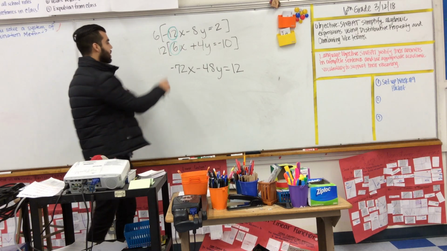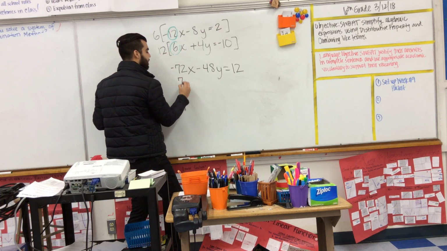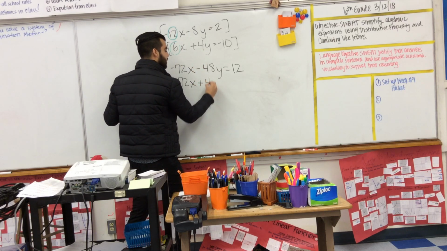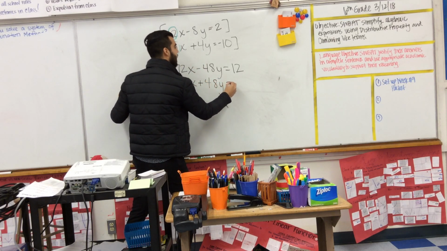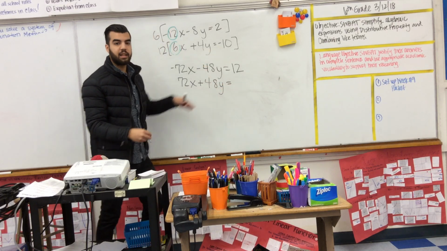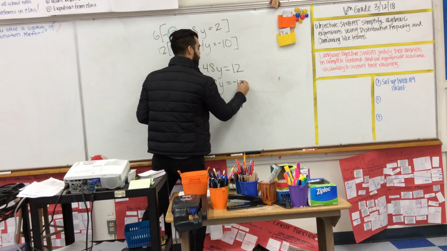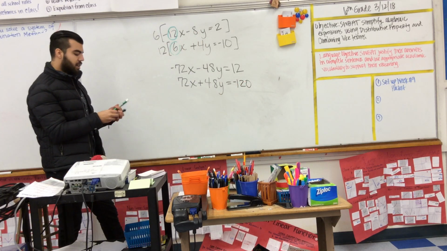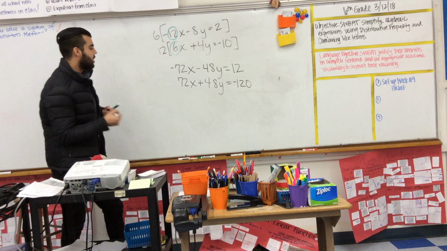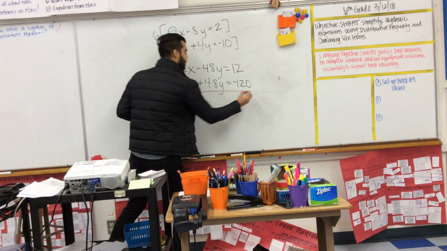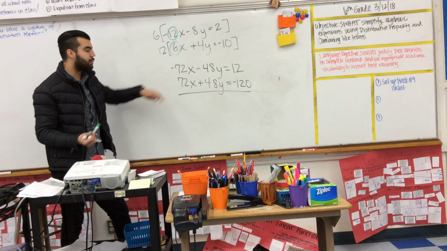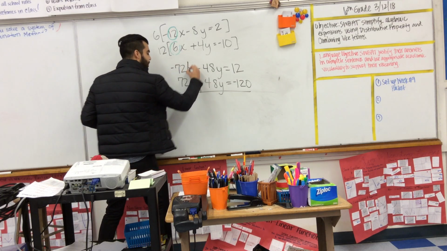And then for the second one, 12 times 6 is 72x. 12 times 4 is 48. So I have 48y. And then 12 times negative 10 gives me negative 120. So that's my new set of equations. Now check, does anything cancel out? Notice that in this one, we don't have to switch any of the signs. We already have negative 72 and positive 72. Those eliminate.